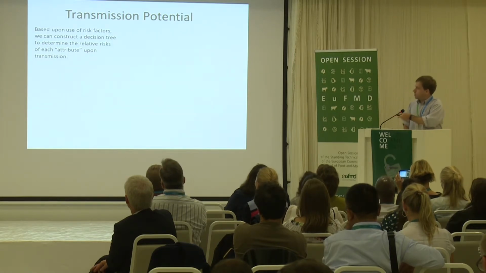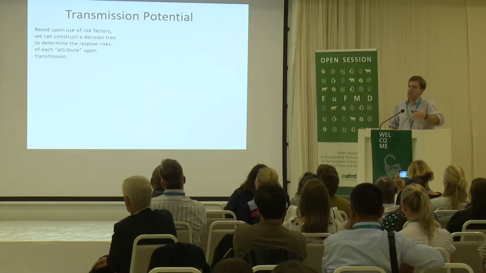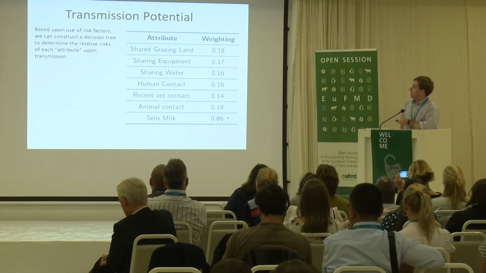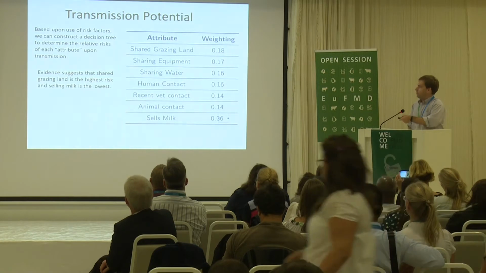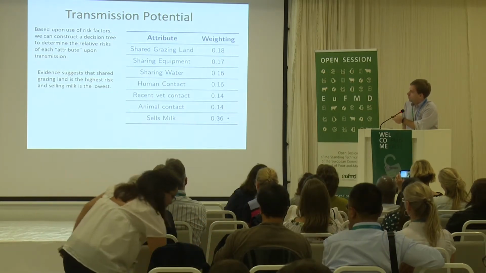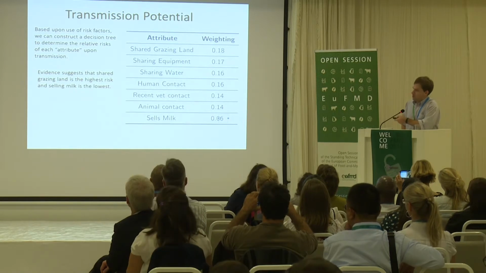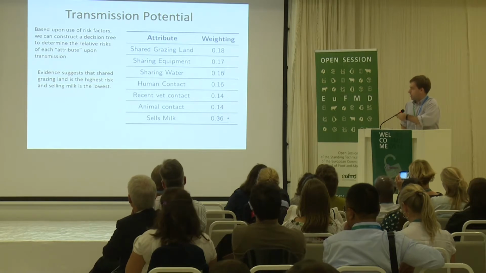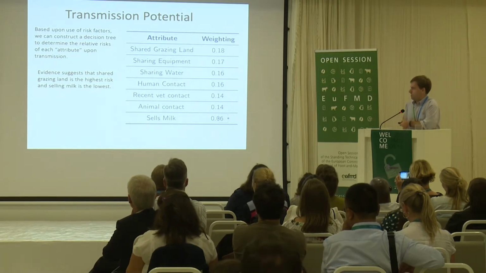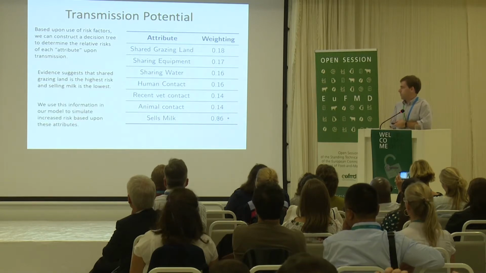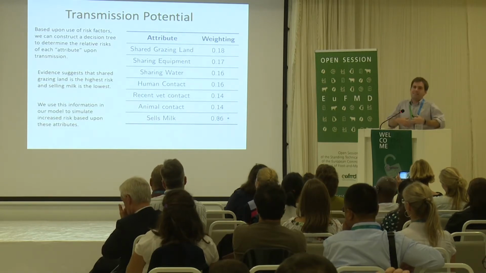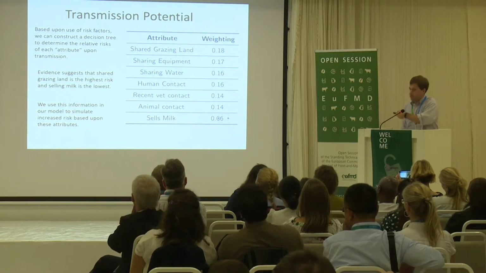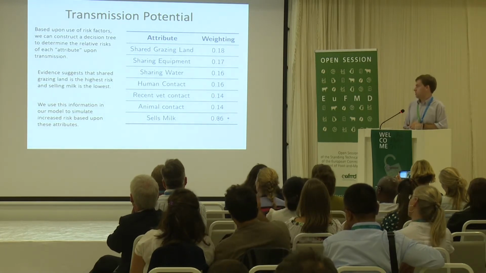What we've done is construct a decision tree to look at the relative risks of each of these attributes upon transmission. And we can get something like this. From this broad evidence, anything with a higher weighting, according to our data, has a higher risk of infection. So it appears, based upon this preliminary analysis, that any shared grazing land represents the highest risk, and there's a significantly lower risk if you sell milk. So we will take all of these risk factors and extend our transmission model to look at the potential for contact if you use these various different potential transmission sources.